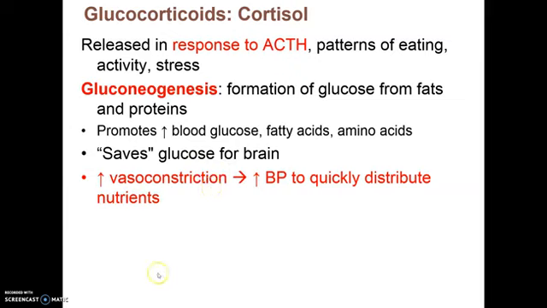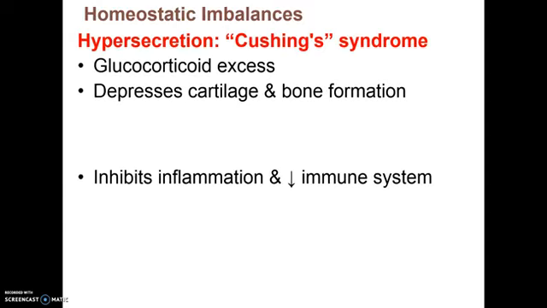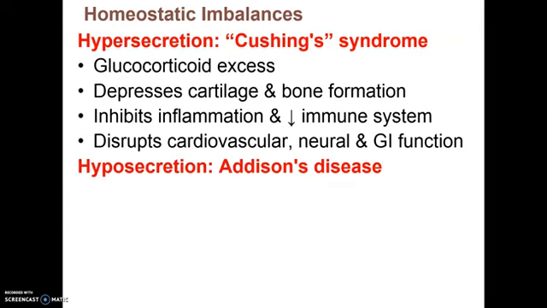Increased vasoconstriction causes increased blood pressure. Hypersecretion: glucocorticoid excess causes Cushing's syndrome and it depresses cartilage and bone formation, and inhibits inflammation and the immune system.